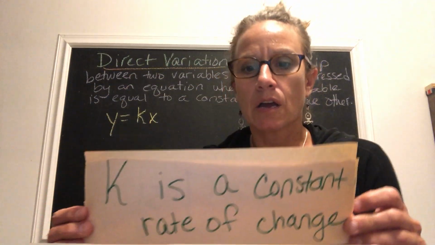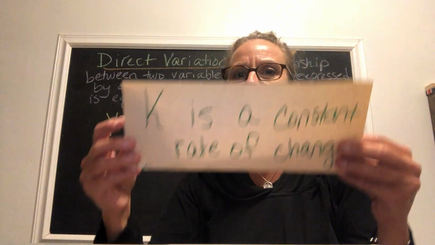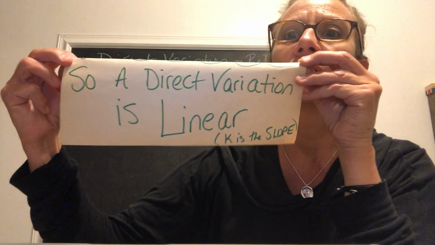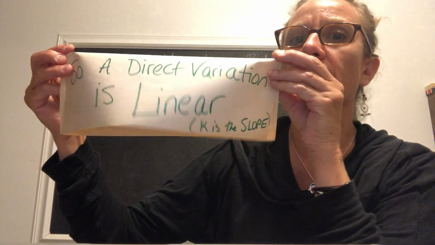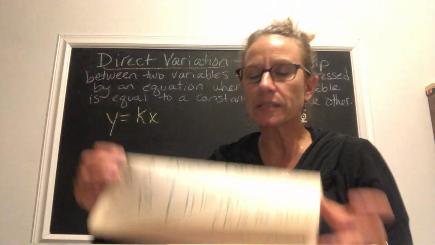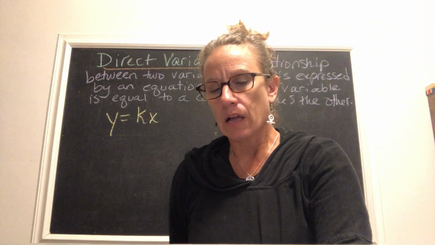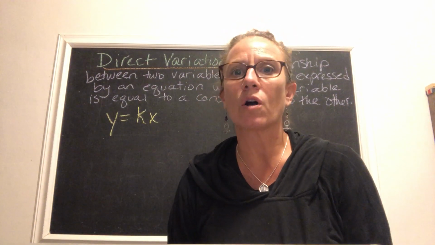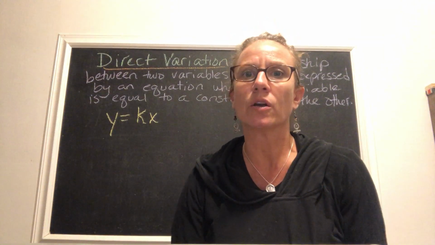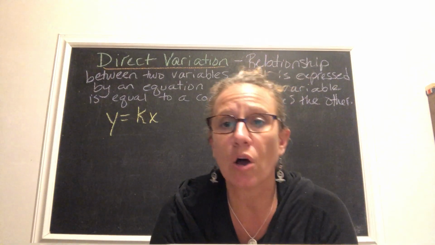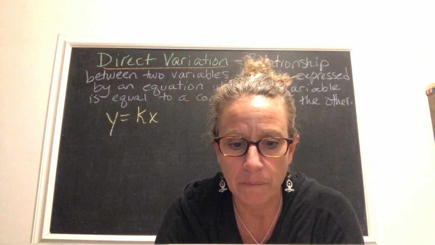Sound familiar? It should, because a constant rate of change would make a direct variation linear. A direct variation is linear and k is the slope. So basically you have a line, a linear relationship, and the line has a slope, which is called the constant of variation or the constant of proportionality, and the line will always go through the origin.